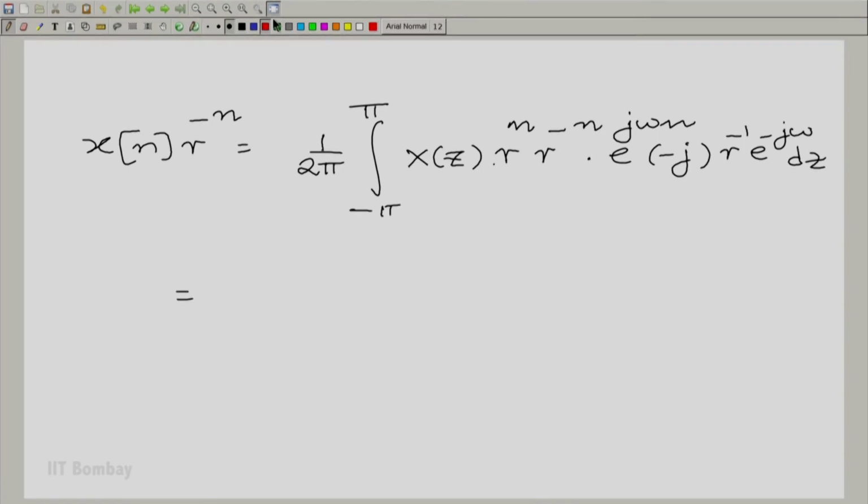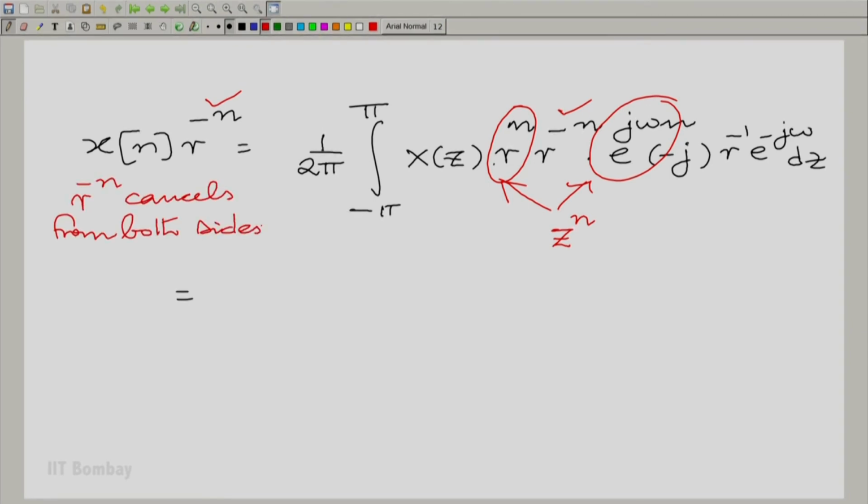We can combine this, and this becomes z raised to the n. And we have an r to the power minus n on this side and r to the power minus n on this side. The r to the power minus n cancels from both sides. And of course, this is nothing but z inverse. And we will keep minus j as it is. Minus j can be written as 1 by j if you like. So, altogether, what we get is 1 by 2 pi j.